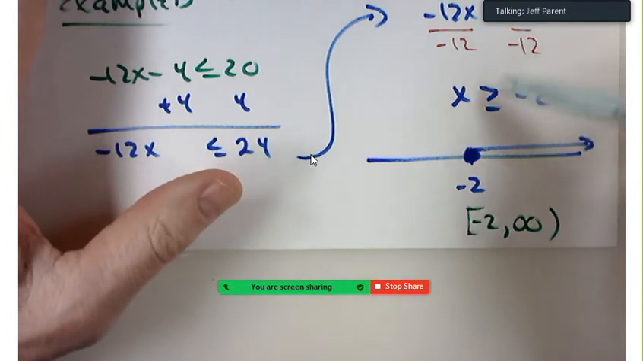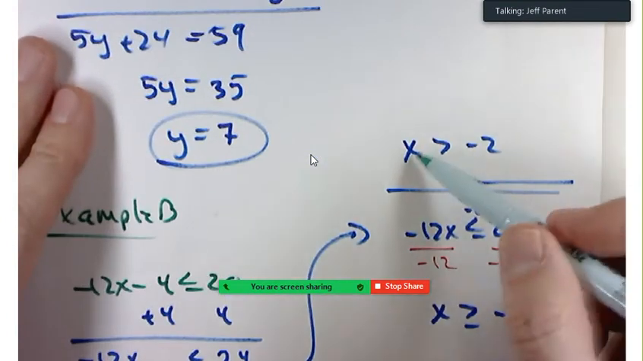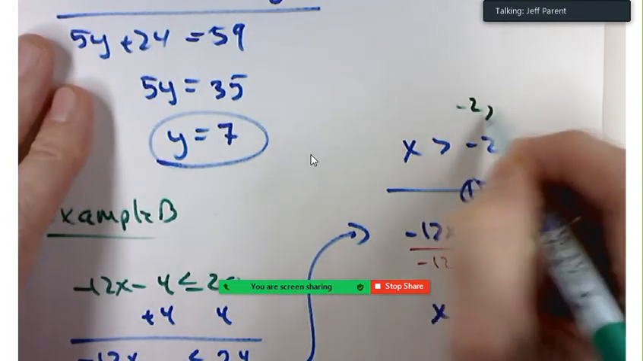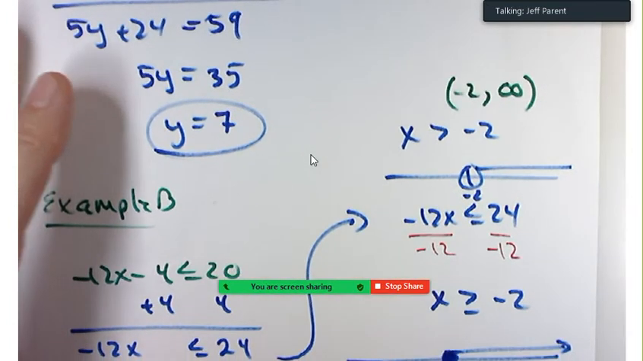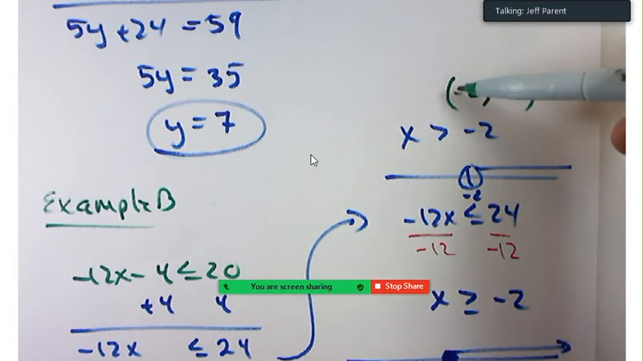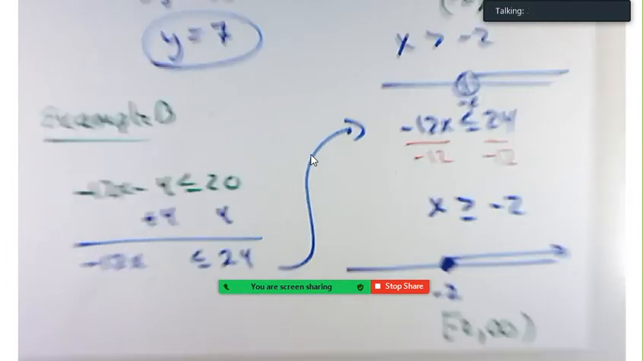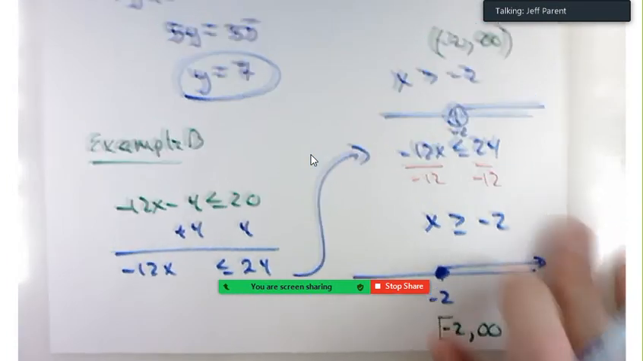In contrast, up here, if I had x is greater than 2, I don't want to include the negative 2. So I do that with a parenthesis. So be aware that WebAssign is going to bust you if you use a parenthesis when you're supposed to use a bracket or vice versa. So just a heads up on that.